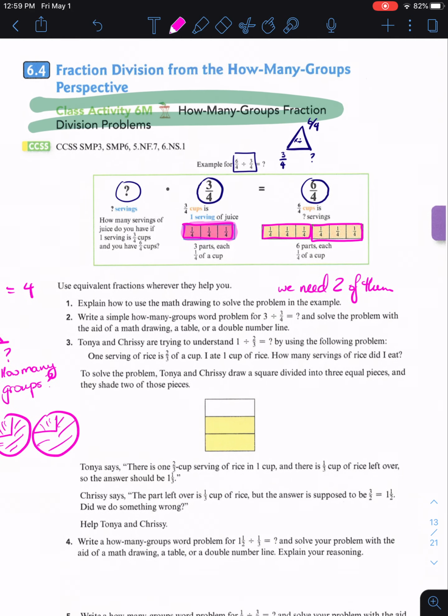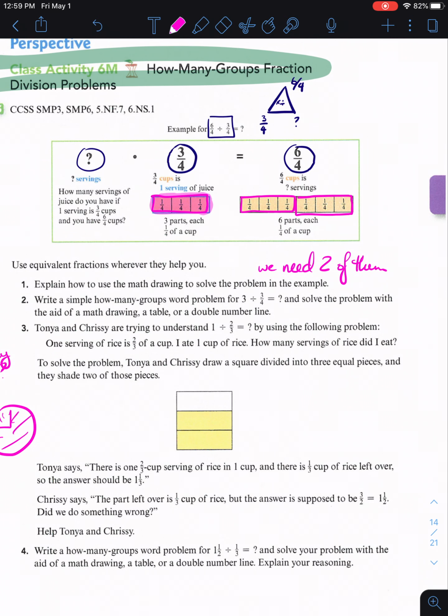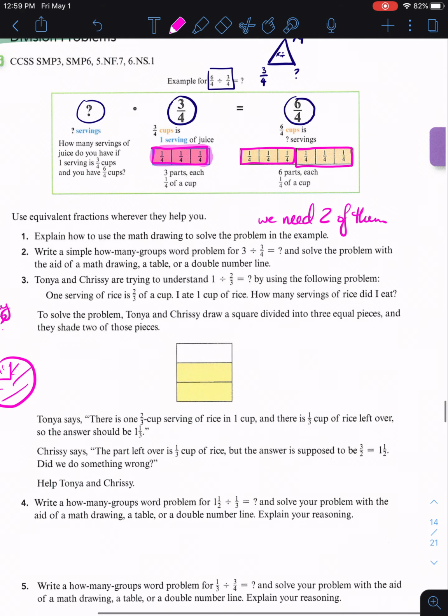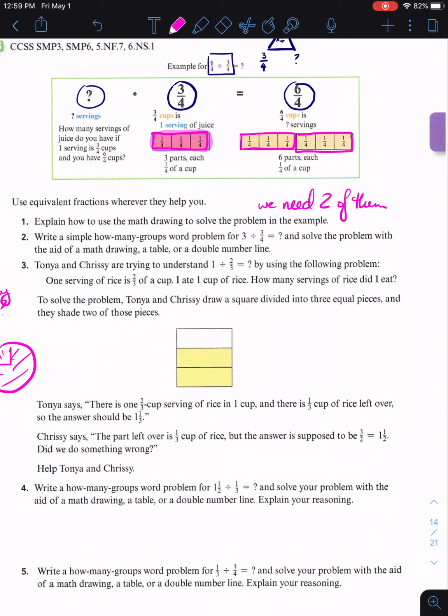All right, so let's look at question 3. Tanya and Chrissy are trying to understand 1 divided by 2/3 using the following problem. 1 serving of rice is 2/3 of a cup. I ate 1 cup of rice. How many servings of rice did I eat? So to solve the problem, Tanya and Chrissy draw a square divided into 3 equal pieces, and they shaded 2 of those pieces. Then Tanya says there's 1 serving of rice in 1 cup, and there's 1/3 cup of rice left over. So the answer should be 1 1/3.